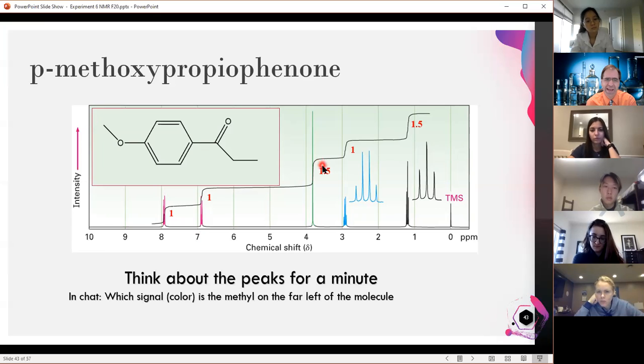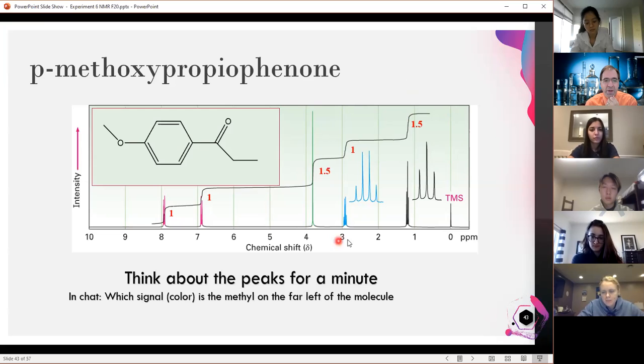1 to 1 to 1.5 to 1 to 1.5, because remember, it's always a ratio. Well, you can't have 1.5 protons. So we're going to have to double all these numbers to get the actual number of protons. So this is going to be 2 protons to 2 protons to 3 to 2 to 3. So that means that the methyl groups are the green and the black groups. Those are our 2 methyls, because they're the ones that integrate to 3.